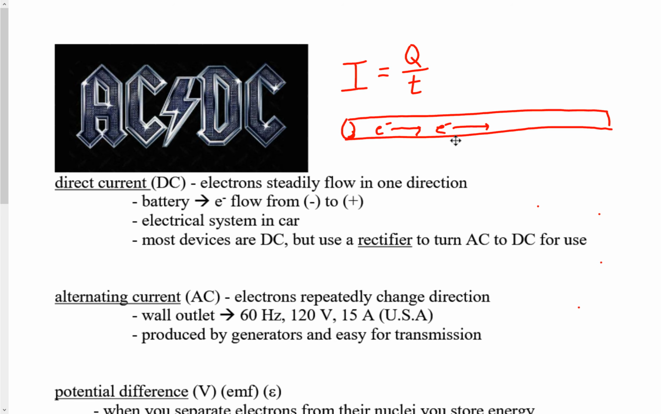Say, for example, you had 1 amp of current flowing through a wire. What does that tell you? Well, remember, current is charge over time. So that tells you that there's 1 coulomb of charge flowing for every second through that wire. That is the easiest definition of what current is. Now, that brings us to today's topic, because there are 2 types of current.